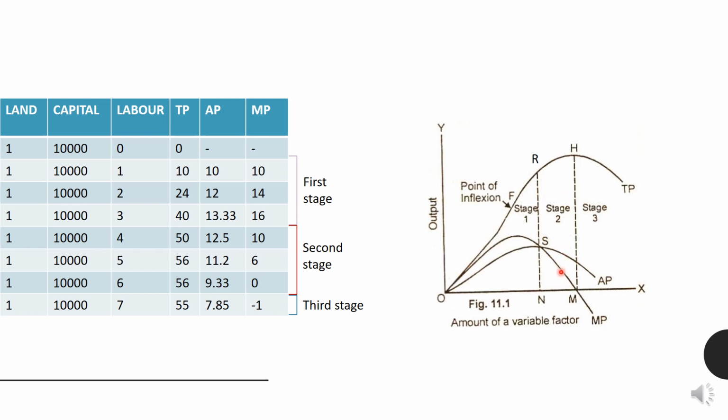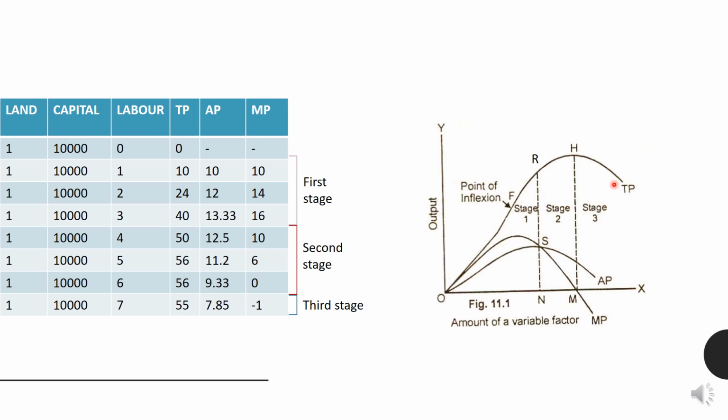It is above the x-axis. And when it reaches the maximum point, 56 units, here we mention it as H. So after reaching the maximum point, total production starts decreasing. So this is our third stage.